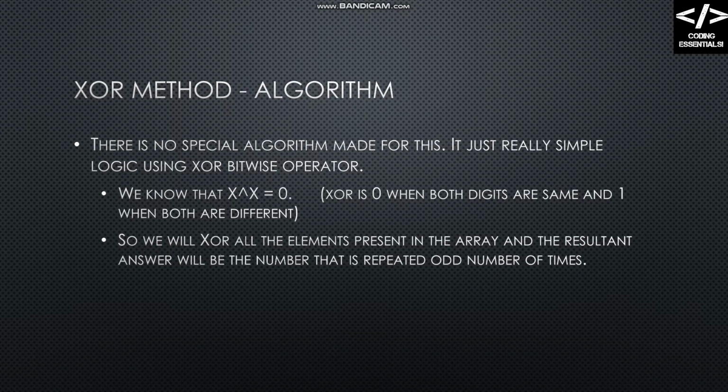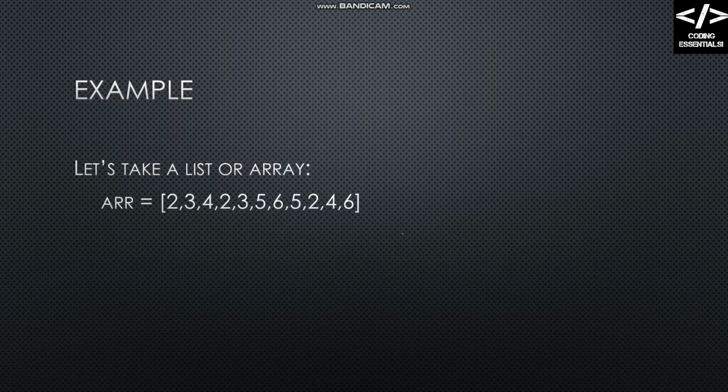So we will XOR all the elements present in the array and the resultant answer will be the number that is repeated an odd number of times. I will explain to you how. Let us take an example, a list or an array. So here 2 occurs an odd number of times.